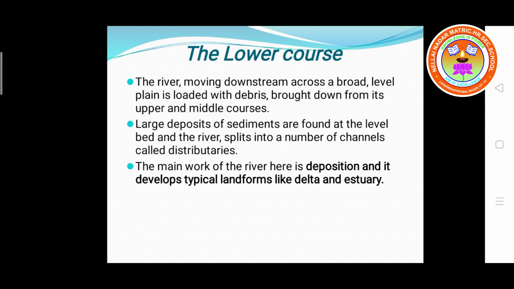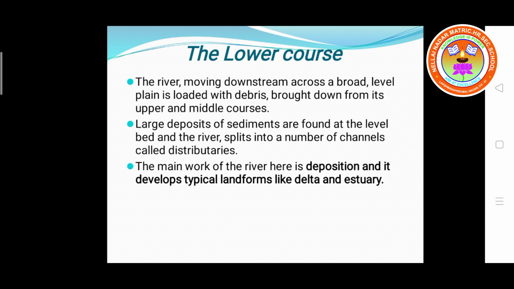Large deposits of sediments are found at the level bed, and the river splits into a number of channels called distributaries. Many distributaries are formed only in the lower course. Why? Because a lot of sediments are found only in the lower course. Whatever the debris or sediments which have been brought in the middle course will get settled in the lower course, where a lot of channels and distributaries are formed.